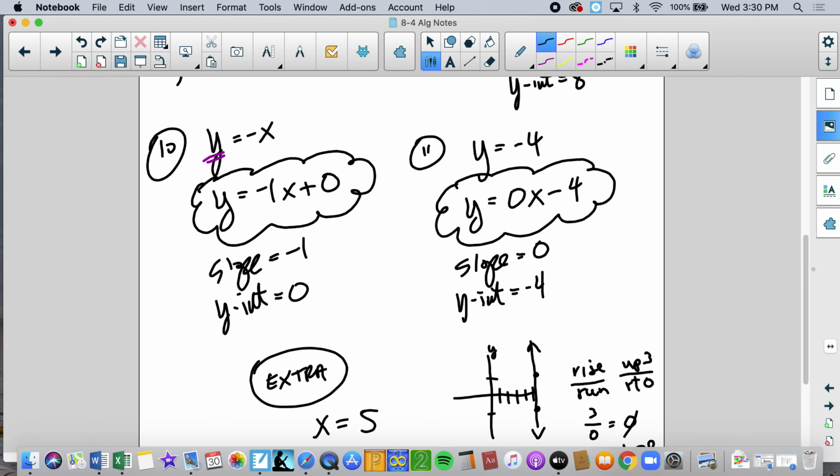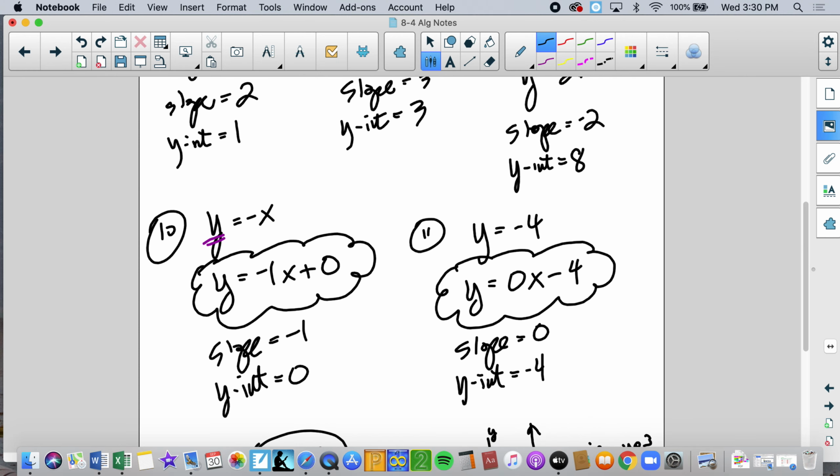If we look at this one, y equals -4, let's see what that graph looks like. Where does y equal -4? 1, -1, -2, -3, -4. So that's a horizontal line. So the slope, if you pick 2 points again, what is your rise and run? You rise 0. And how much do you run? You run 2. So you go right 2. 0 over 2 is equal to 0. Hence why our slope is 0.